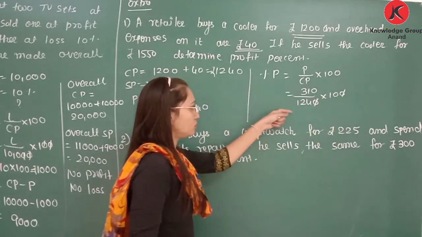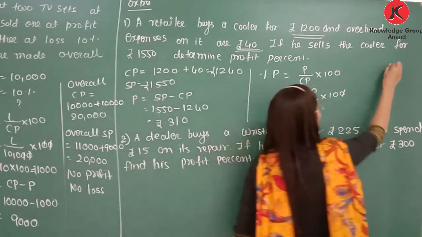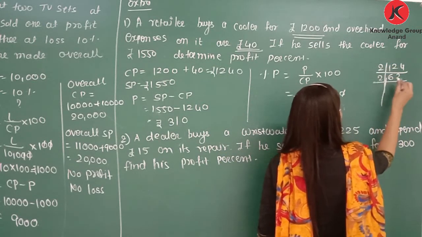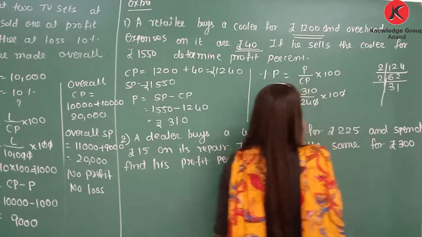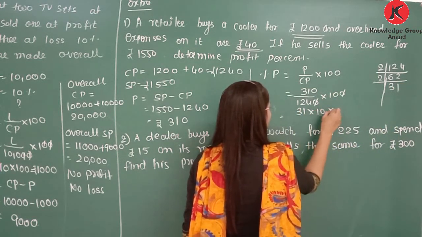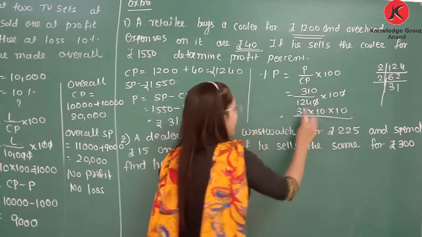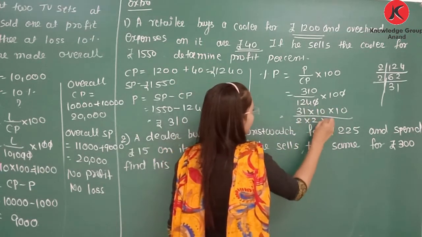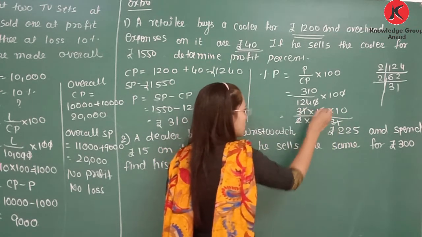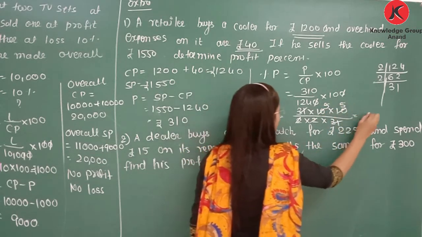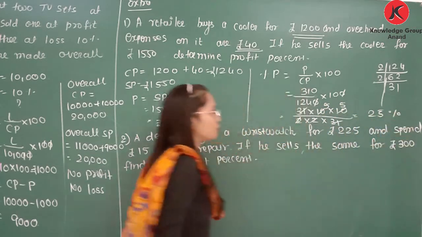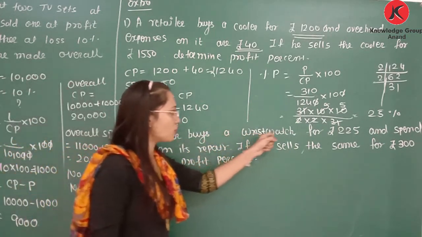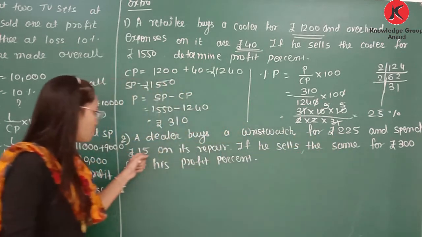Now find out the factors for this. So 124, and 310 is 31 multiplied by 10. 124 is 2 multiplied by 2 multiplied by 31. So 31 cancels, and we get 25. So it is 25% profit. Clear?